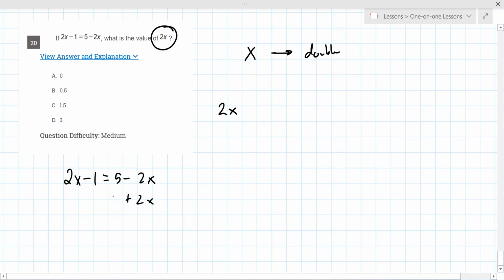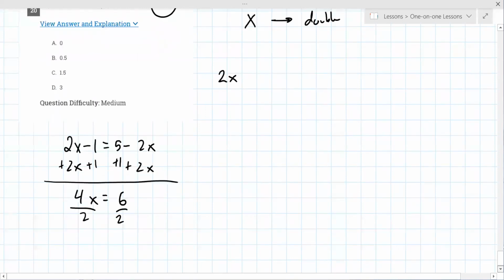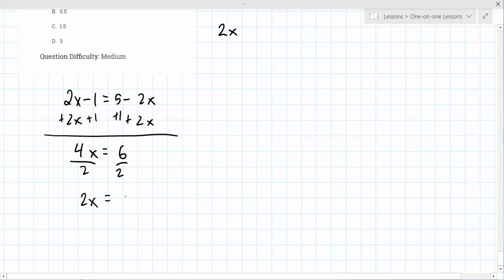No. You might add 2x to both sides and then add 1 to both sides. Okay. So you get 4x equals 6. Well, if you divide by 2, are you back to 2x? Yep. Then you're done.